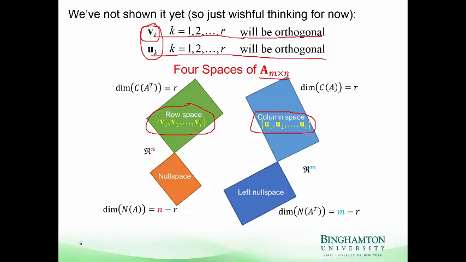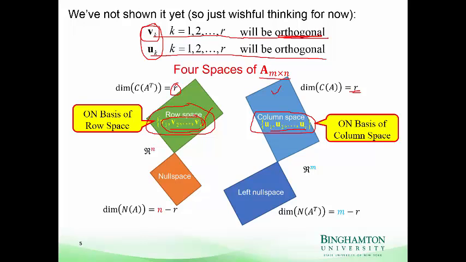And so notice what we've got. We've got R orthonormal, so I mean they're orthogonal, but we can always normalize these things. We've got R orthonormal vectors in a space that has dimension of R. So this is actually a basis of that row space. And likewise, over here we've got a subspace, this column space, of dimension R, and we've got R orthonormal vectors in that space. So that is a basis of that subspace. So we've got an orthonormal basis of the row space, we've got an orthonormal basis of the column space.